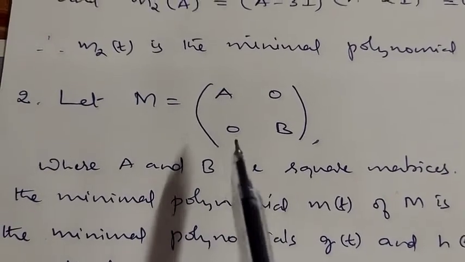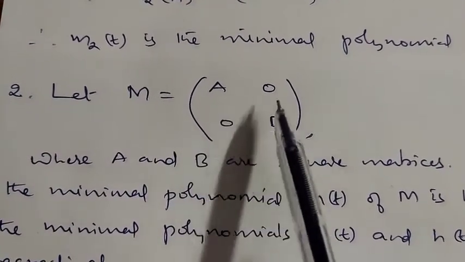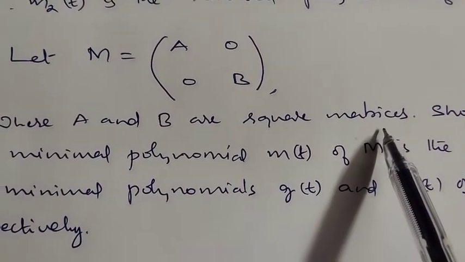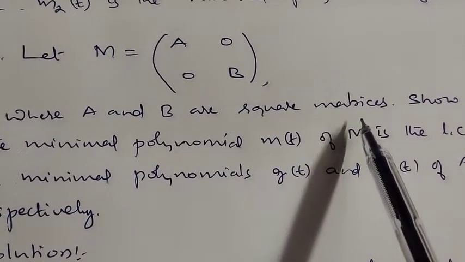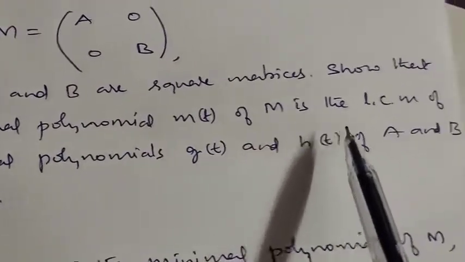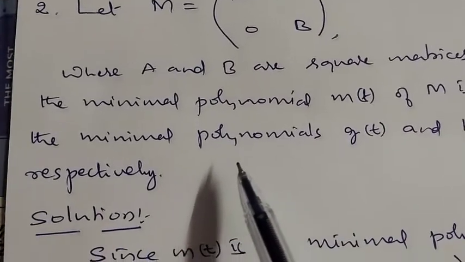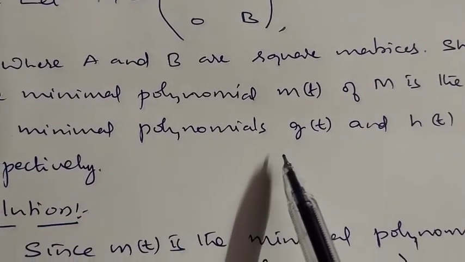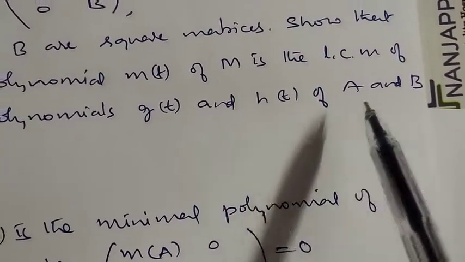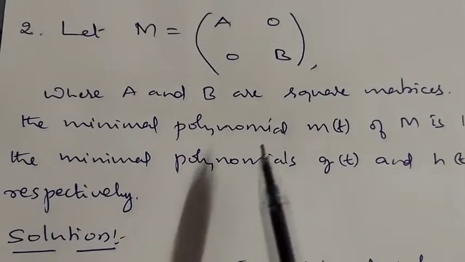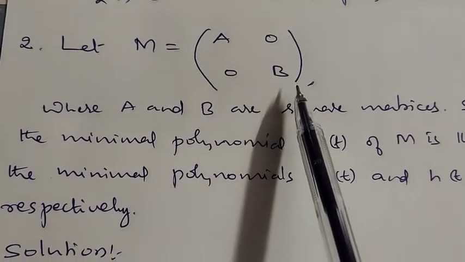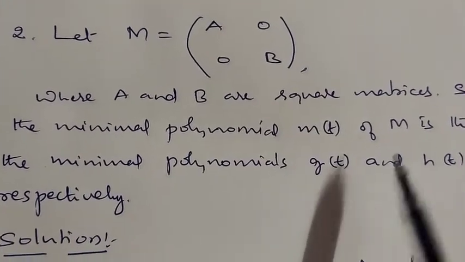Now let us find the minimal polynomial of another matrix. Let M be the block matrix with A, 0, 0, B, where A and B are square matrices. Show that the minimal polynomial m of t of M is the LCM of the minimal polynomials g of t and h of t of A and B respectively.